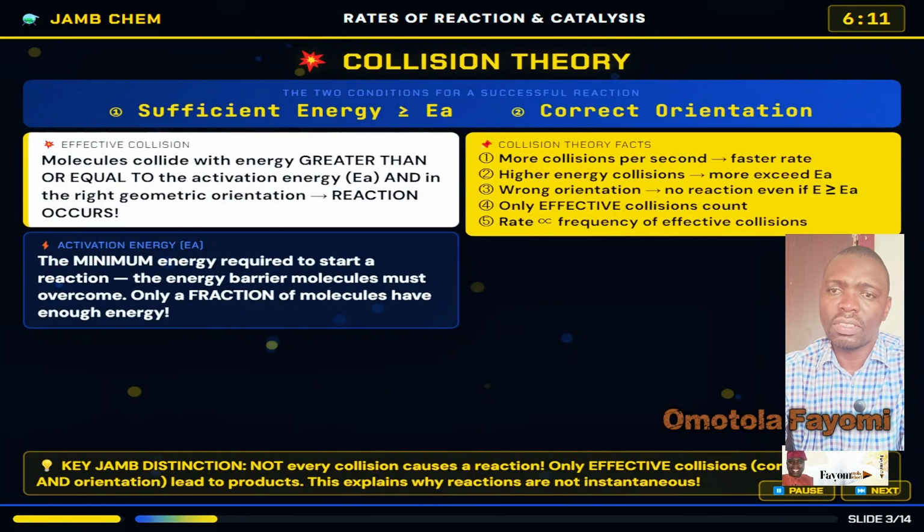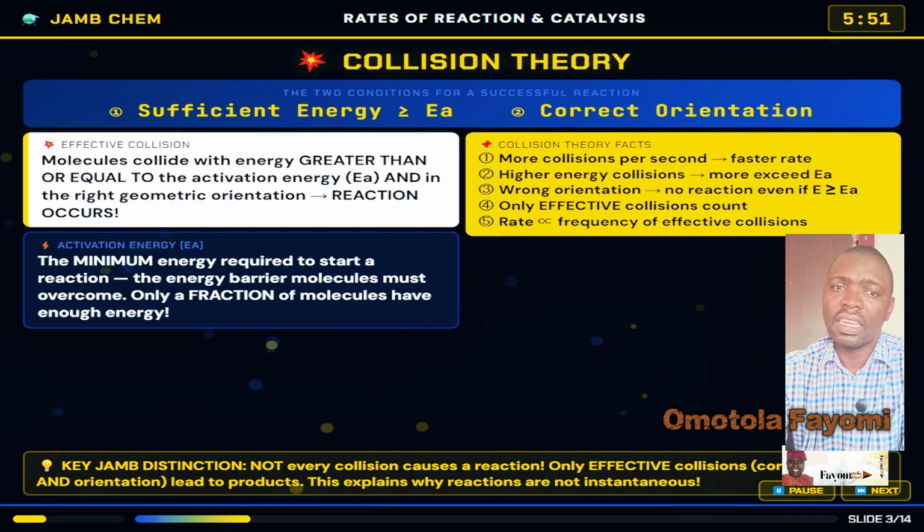Here is the theoretical foundation of everything in this topic: collision theory. The question it answers is, why do some collisions produce a reaction while others do not? The theory states that for a reaction to occur, two conditions must both be met simultaneously. First, the colliding molecules must have sufficient kinetic energy. Specifically, their energy must equal or exceed the activation energy, EA. Second, the molecules must collide in the correct orientation. Two molecules with plenty of energy but in the wrong geometry will bounce off each other without reacting.